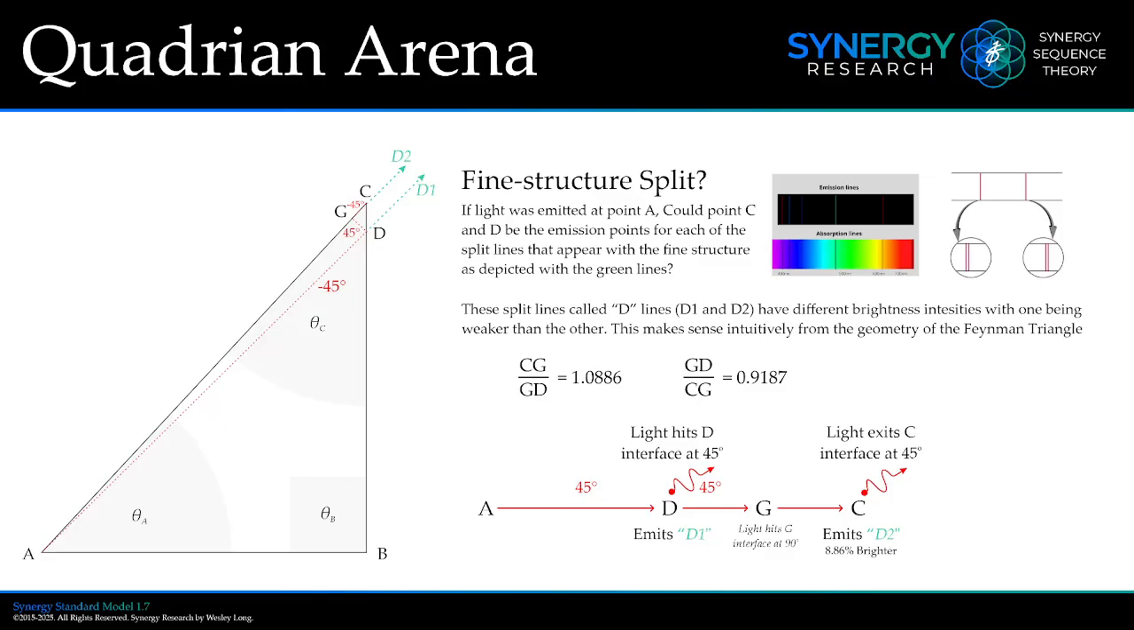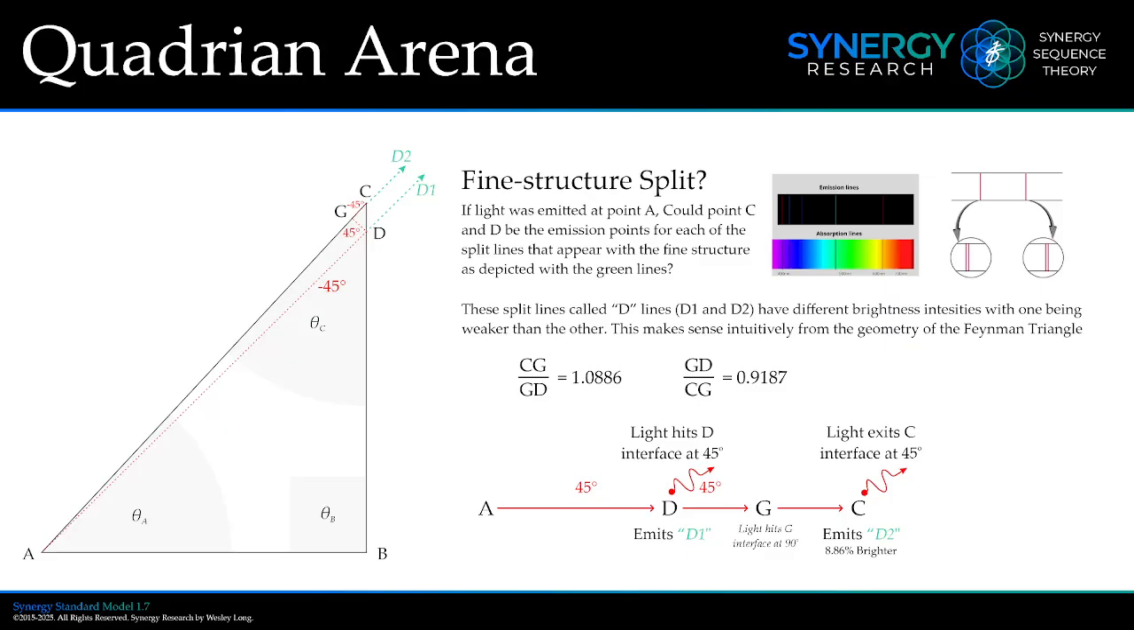And here comes the question. If light originates at point A, could the triangle's geometry explain the dual-slit pattern of fine structure seen in hydrogen spectral lines as D1 and D2? That's the heart of the proposal. And the answer seems to be yes. Why? Look at the ratios.